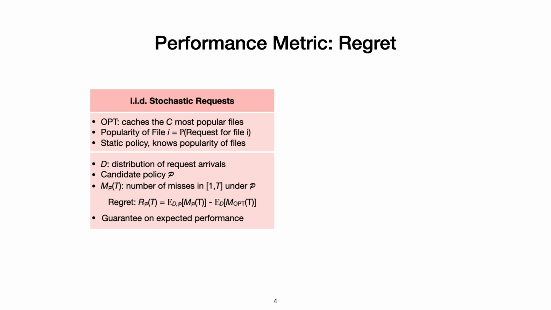For each candidate policy P, regret is then defined as the difference between the expected number of misses under the candidate policy and the expected number of misses under the optimal static policy. Note that this is a measure of the performance of the candidate policy in expectation.